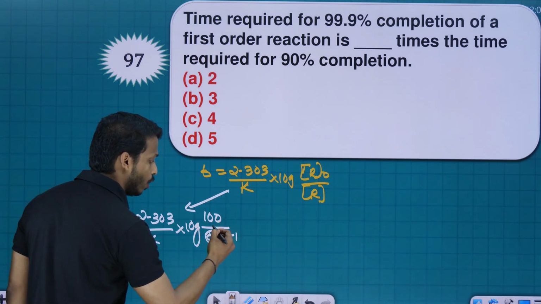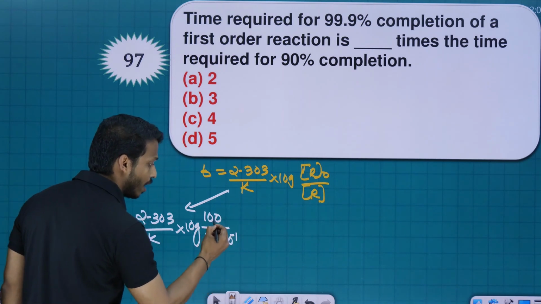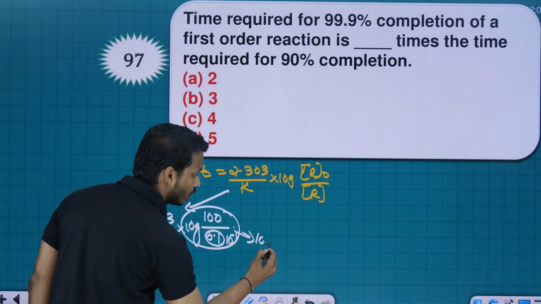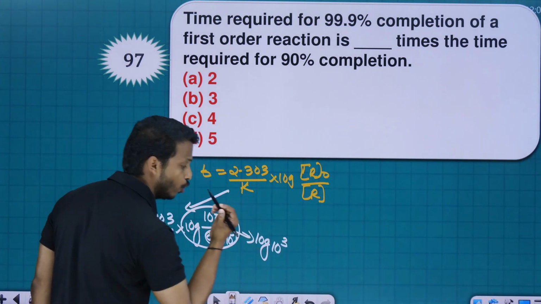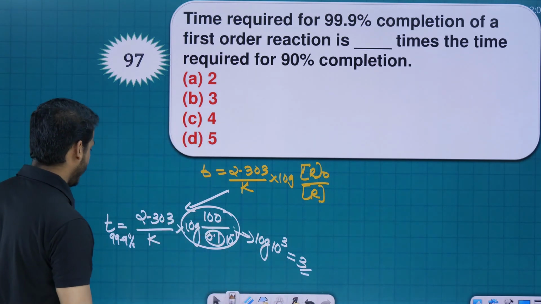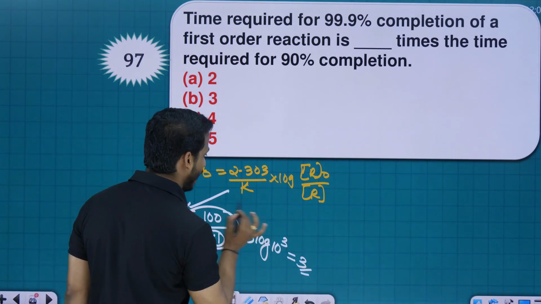When it is taken that way, it will be log 1000, right? It will be log 100 into 10. It will be log 1000. What is log 1000? Log 1000 I can write as log 10 cube. What is log 10 cube? 3 into log 10, that is 3, right? Yes, so this is what for 99.9%.